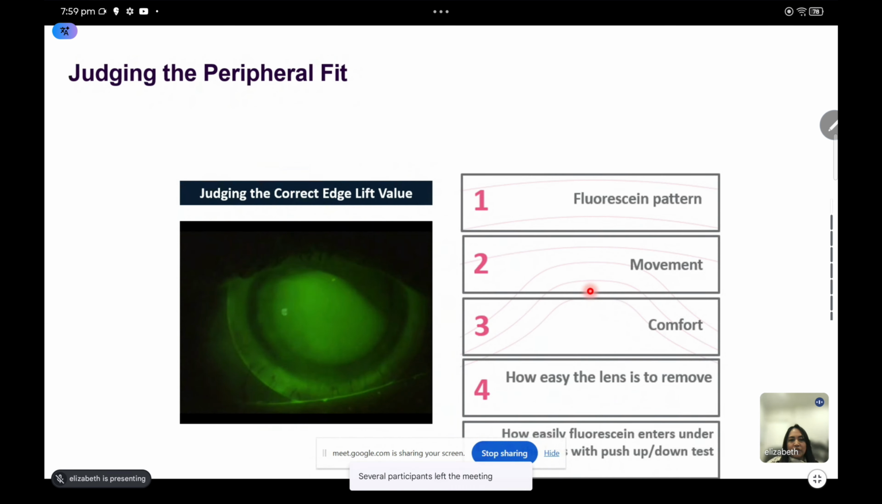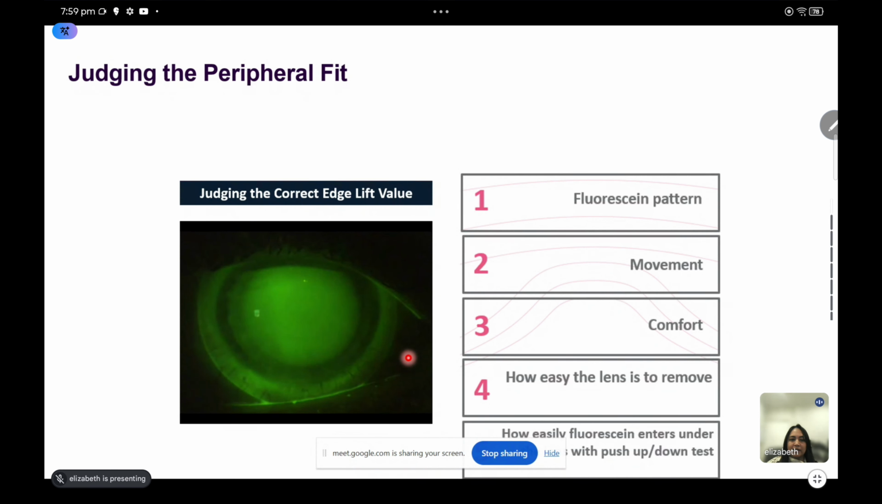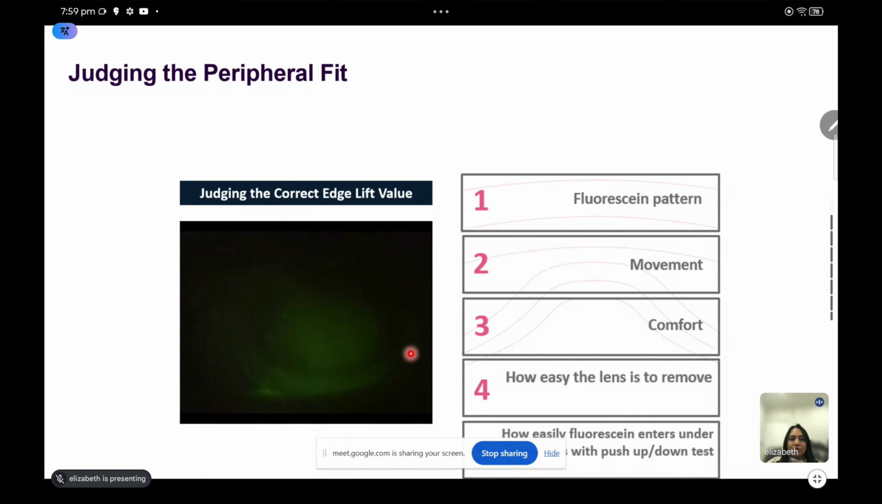Okay, so here's a picture of a lens, or sorry, a video rather, of a lens that has settled on the eye. And you see, as the patient looks up, this is the ideal amount of movement that you would want to see after the lens has settled for about 20 minutes. It's just that very slight half a millimeter of movement. Okay, so we've got good movement here.